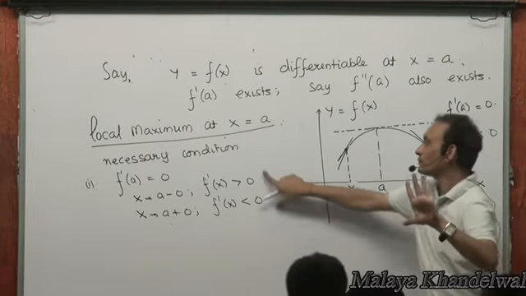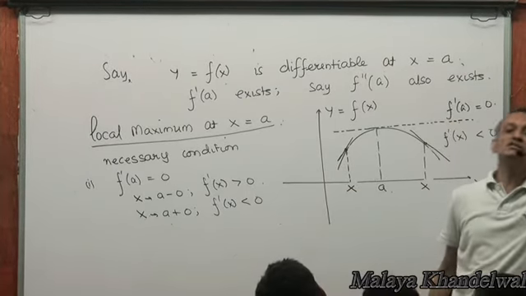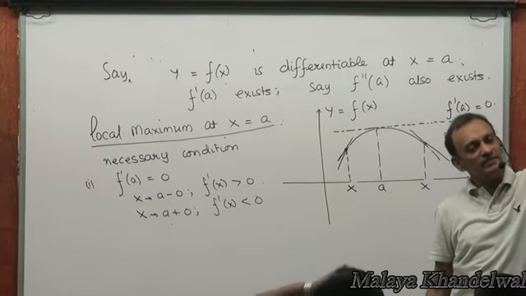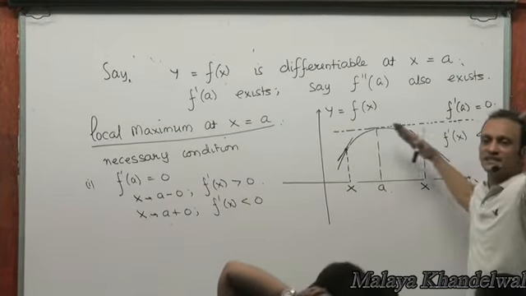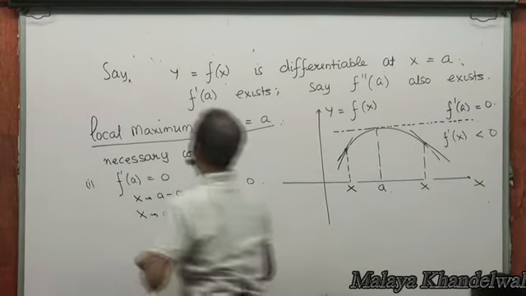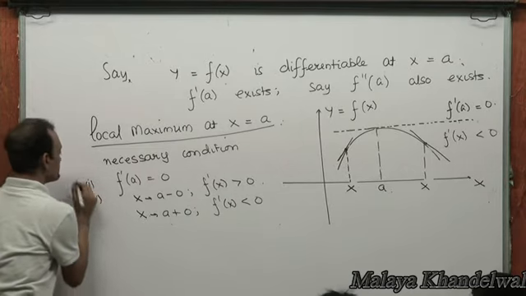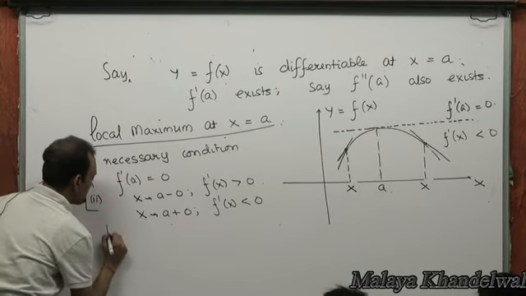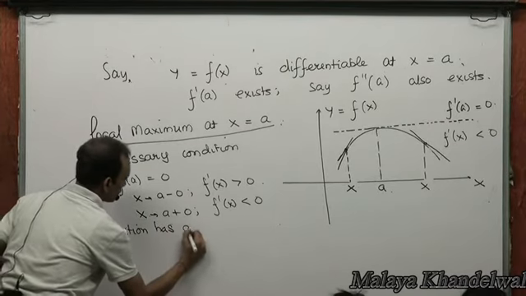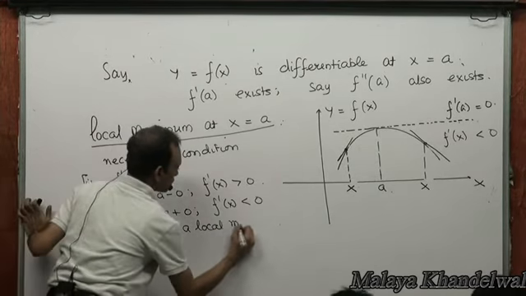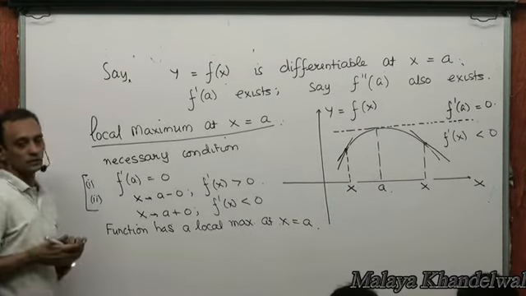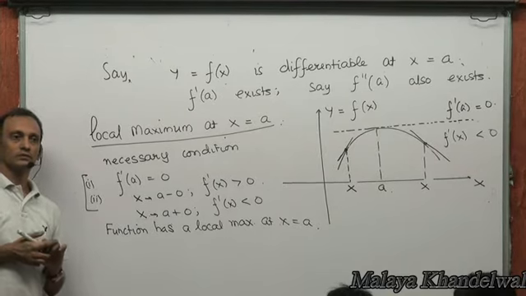So one thing, if a function has a zero derivative at x equal to a, and 2, to the immediate left of a its derivative is positive, and to the immediate right of a its derivative is negative, then the function is said to have a local maximum at x equal to a. This is the second requirement. These two put together mean the function has a local maximum at x equal to a. Right?